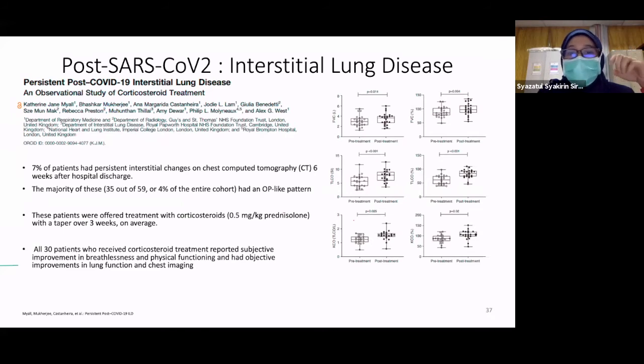This is after 6 weeks, and to intervene, they offered treatment with corticosteroid 0.5 and taper over 3 weeks on average. All these patients reported subjective improvement in breathlessness and physical functioning, and had objective improvement in lung function and chest imaging. So this study just reiterates that the steroid also has a role even after the post-COVID-19 acute phase.